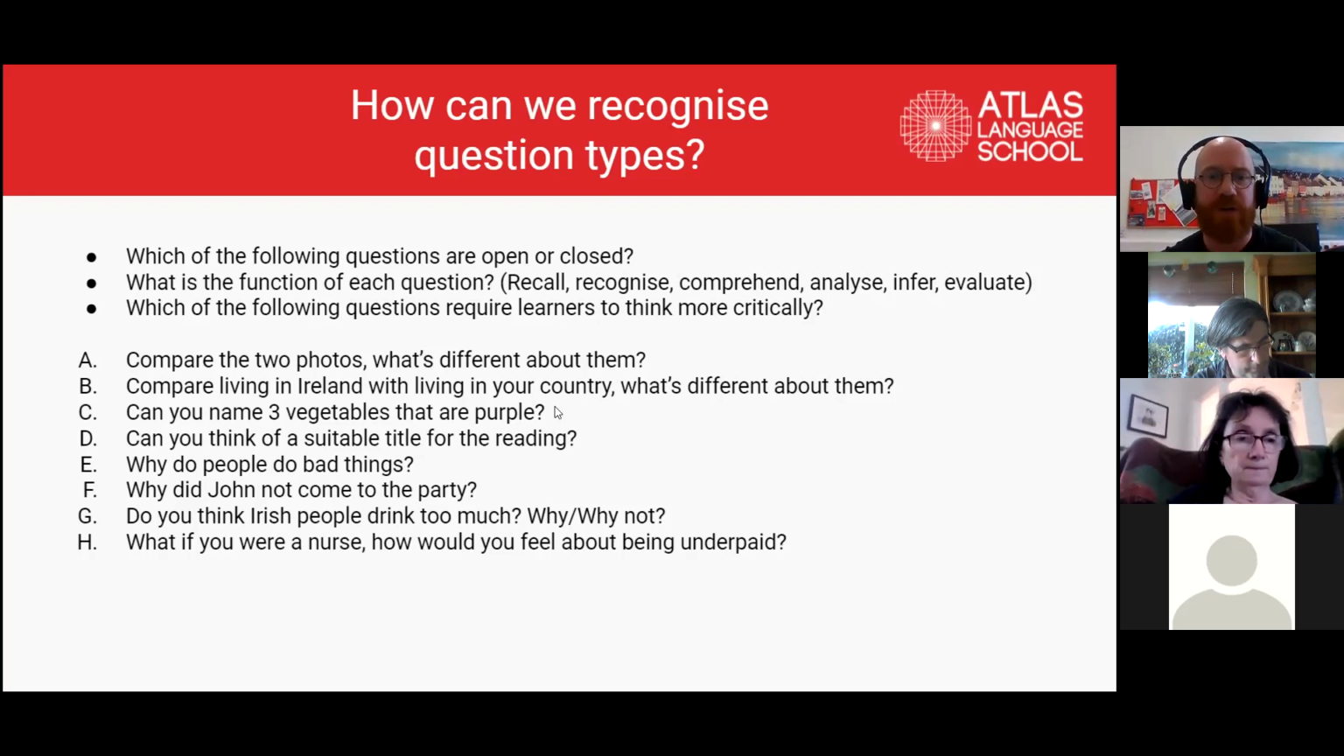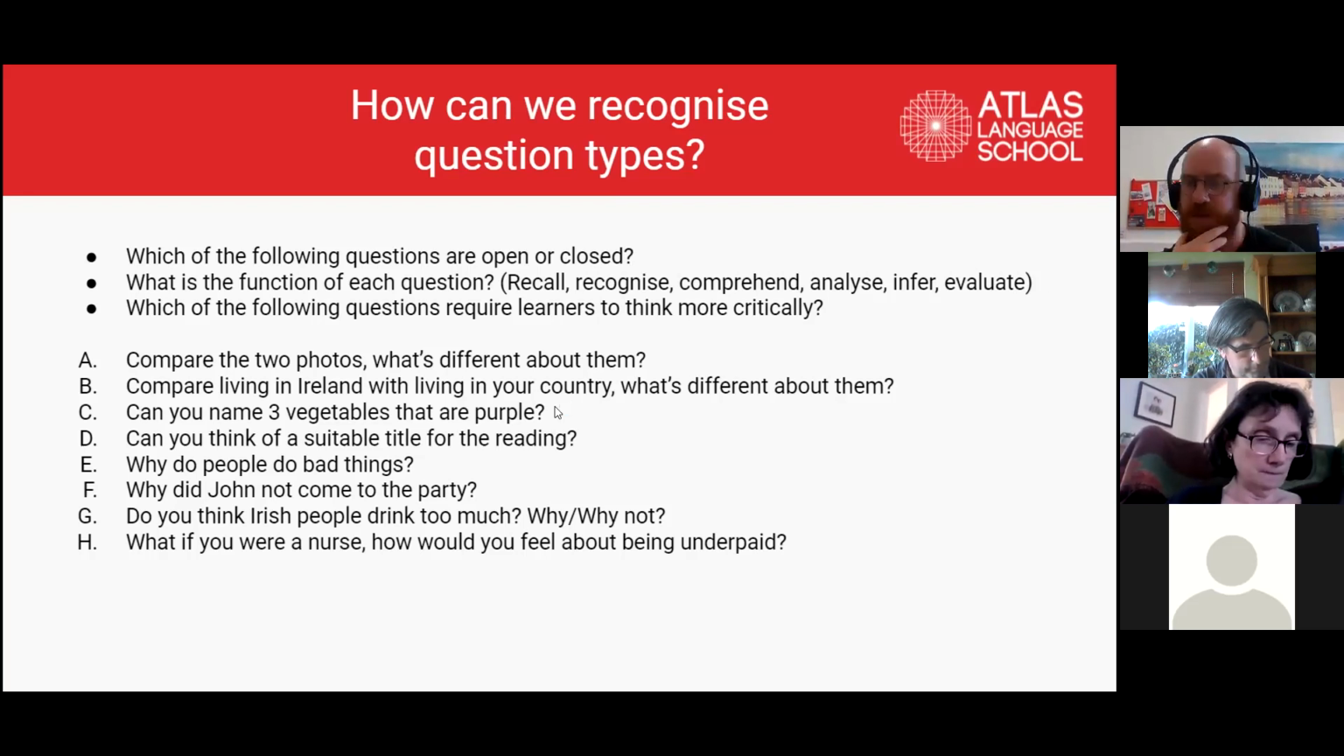Andre, can you do the next one for me, please? Is it open or closed? What's the function? The 3 vegetables that are purple. So I'd say that that's probably closed, unless they get really creative with it. But there are only so many. Can you tell me 3 vegetables that are purple? Well, eggplant, but you call it aubergine, right? So no.